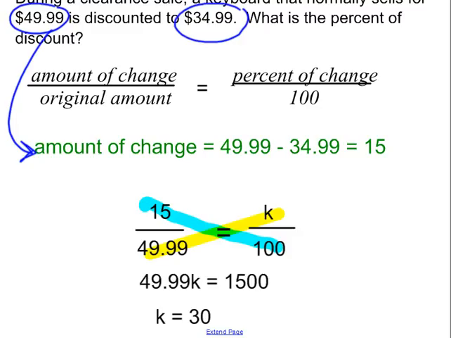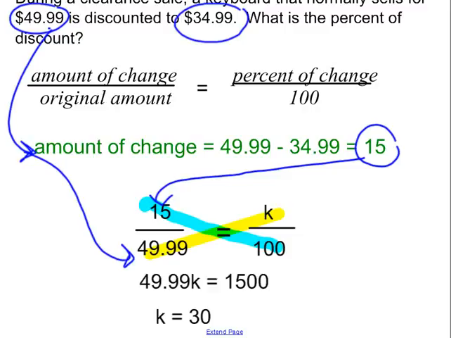Now that we know the amount of change, we can figure out the rest of the problem. The $15, the amount of the change, goes in our numerator. The original amount, which was the $49.99, goes in our denominator. We use K as our variable because we don't know the percentage, and percentage is always over 100. So when we cross multiply, we get 49.99K equals 1,500. We have to divide each side by 49.99 to get K by itself.